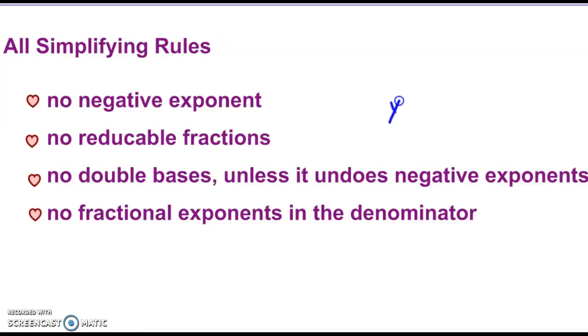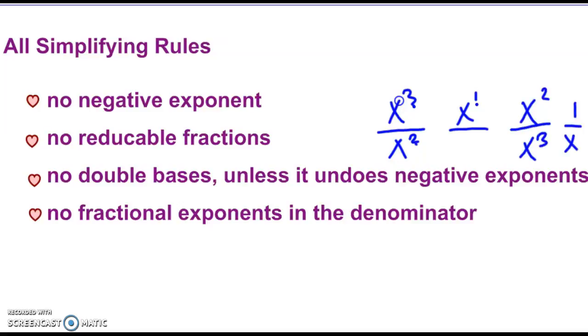Double bases meaning like x cubed over x squared, you'd want to do x to the first in the numerator because you have one extra x on top, or 3 minus 2 is 1. Similarly, if you had x squared over x cubed, it'd be 1 over x because you would do 2 minus 3 is x to the negative first, which turns into 1 over x. Or you could do 3 minus 2 is 1, and the denominator is larger, so it goes in the denominator.